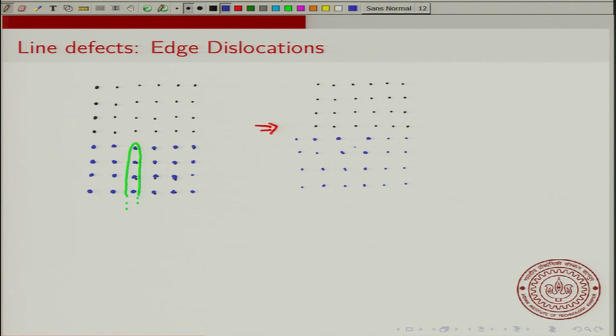And I'll show another picture which will be more in the context of the three dimensional picture of this edge dislocation. Okay. And let me again use the same colors, black to show the part where there has not been a dislocation.